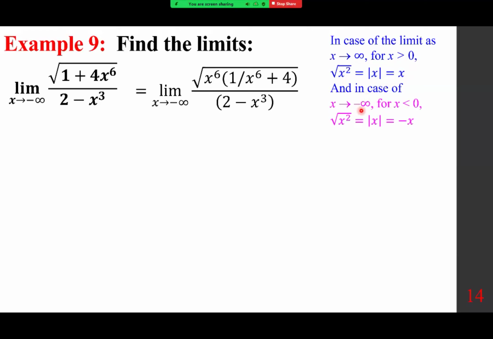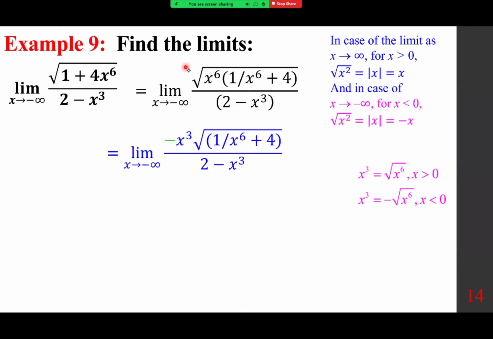And in case x approaches negative infinity, for x less than 0, the square root of x squared is still the absolute value of x. However, this becomes negative x. Please understand that minus x is the opposite of x, which doesn't mean a negative value. And with that being the case, if you have x cubed, that is the same as x to the power of 6 under the radical when x is positive, but it becomes the negative of that if x is negative. So you have to factor x to the power of 6, and when you take this out, it becomes negative. Why? Because of this negative infinity.